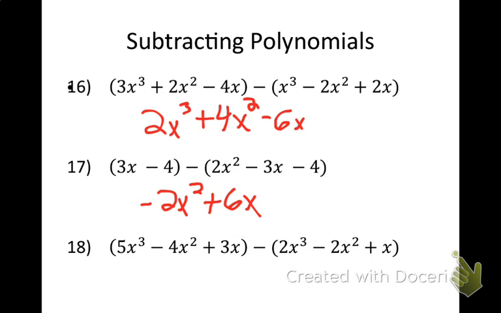And 18. Phil, what did you have for number 18? 3x cubed minus 2x squared plus 2x. Nice job. That is correct. 3x cubed minus 2x squared plus 2x is correct. And again, this is really just combining like terms.